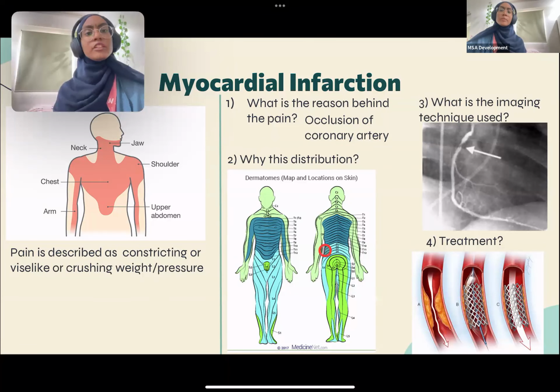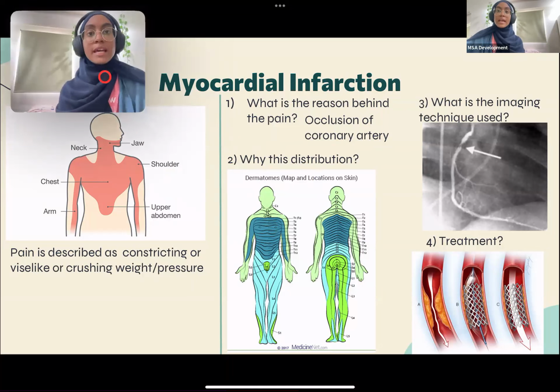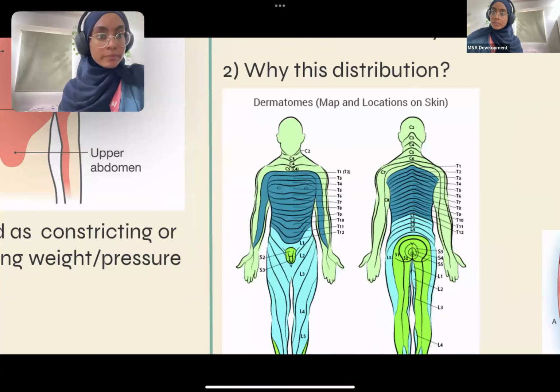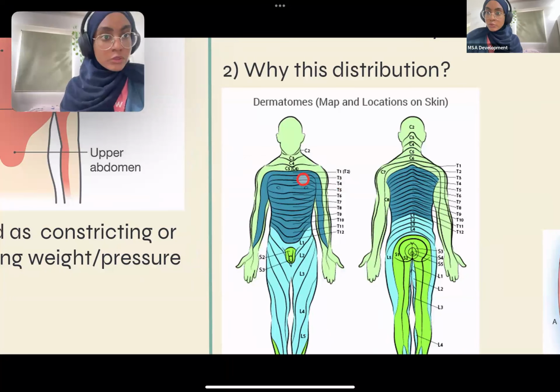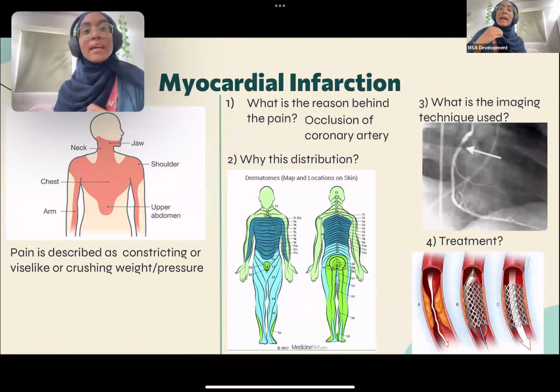Okay. What is the reason behind the distribution of the pain? Basically, we have dermatomes. Okay. Remember, we said the visceral pericardium and the heart are innervated by T1 to T4. Right? If you take a look here, T1, T2, T3, T4. Okay? You can see that they go to the arm.